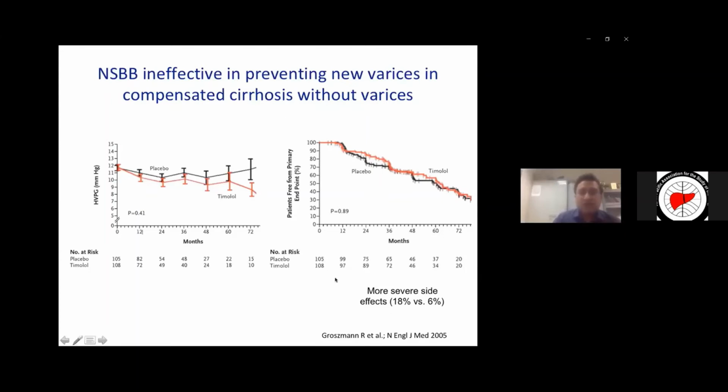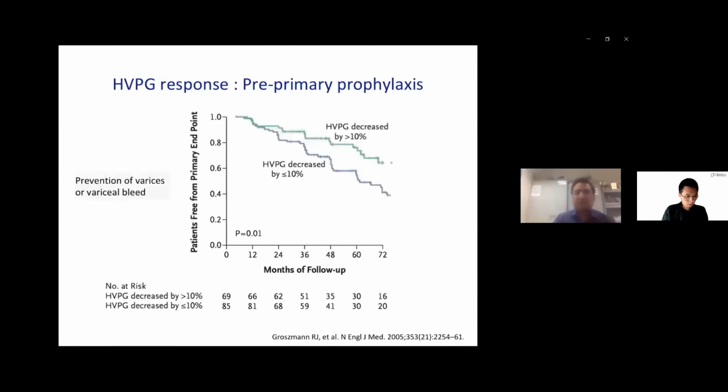Moreover, timolol is associated with more severe side effects as compared to the placebo group. However, those patients with compensated cirrhosis without varices who achieve an HVPG reduction of more than 10% tend to have good prognosis. So these patients have no development of varices or variceal bleed. So achievement of a 10% reduction in HVPG in patients with compensated cirrhosis without varices may be effective in preventing the development of varices as well as variceal bleed.